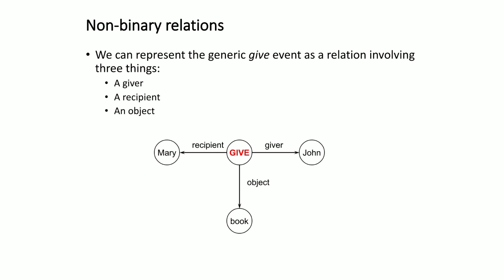Non-binary relations. We can represent the generic give event as a relation involving three things: a giver, a recipient, and an object. So Mary gives a book to John, and the second sentence is that John gives a book to Mary. Based on these sentences, yes, you can see who is the giver and who is the recipient. So in the sentence John gives a book to Mary, John is the giver, Mary is the recipient, and the book is the object.